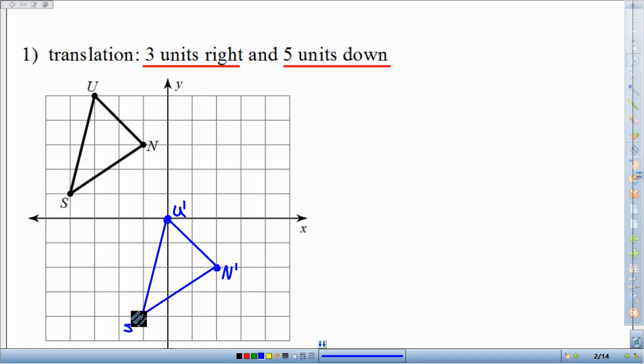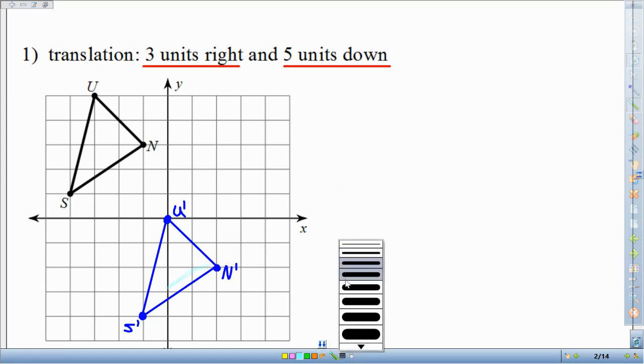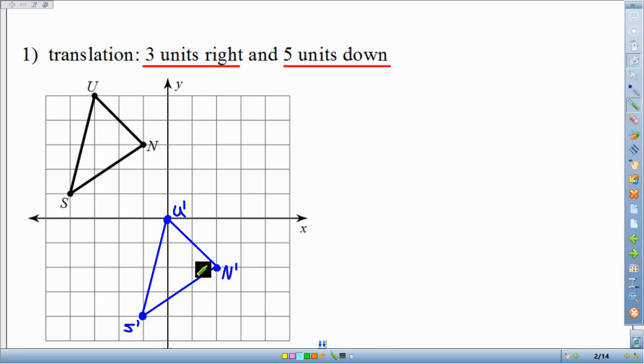What you should see is the exact same shape, just translated 3 units right, 5 units down. One thing I sometimes like to have people do is when you get your translation, just highlight it with your pencil. Let me make that a little larger. You can just shade it in a little bit just to make it obvious that this is my new one. Sometimes when you don't have different colors like I do, it's helpful.